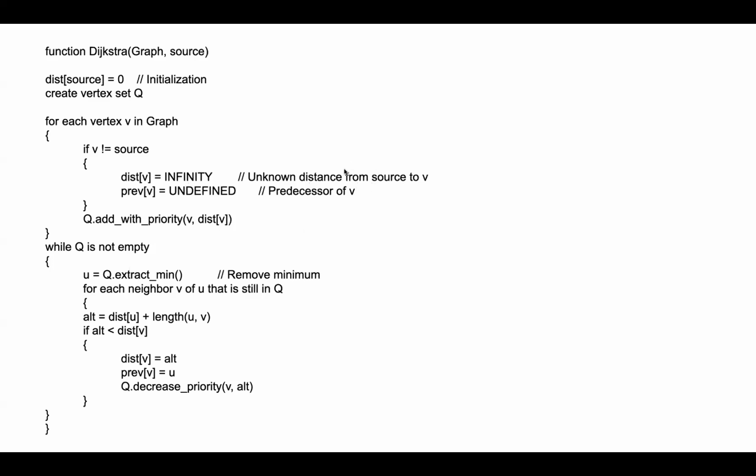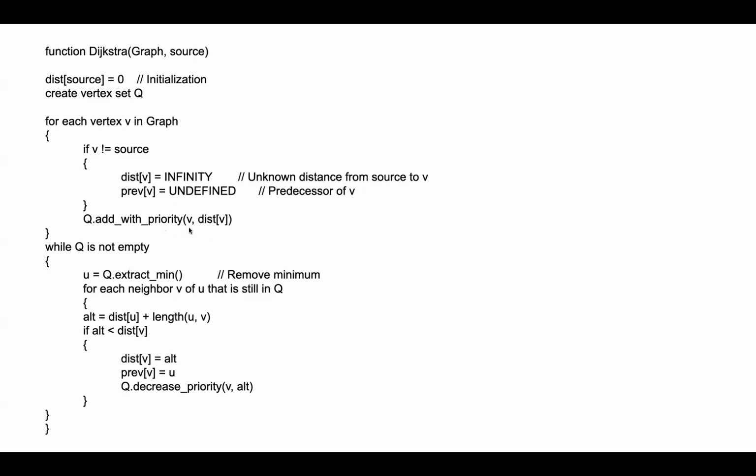The distance from the source to that destination V, we don't know, so it is assigned as infinity. And previous of V is undefined, the predecessor of V, because from the source vertex we are finding the distance to that V. So that predecessor also we don't know at first, so previous is also undefined. What we are doing there is Q dot add with priority V comma distance of V.